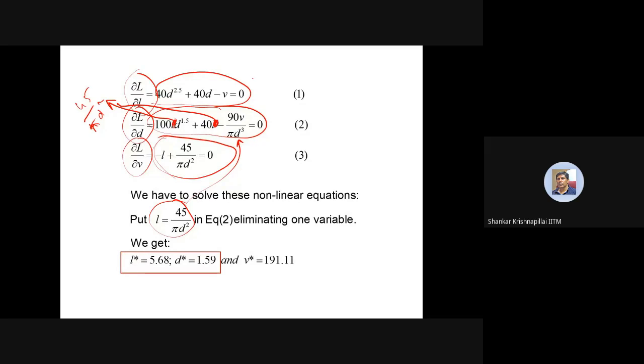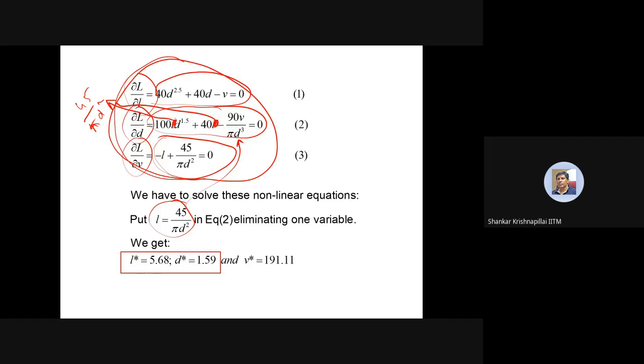Then you will get two nonlinear equations in L and D, that you can solve by some MATLAB method. A lot of nonlinear methods of solving equations are there. If you call that MATLAB subroutine, you can solve for L and D. Otherwise, you can give the entire set also to the MATLAB solver and it will solve.